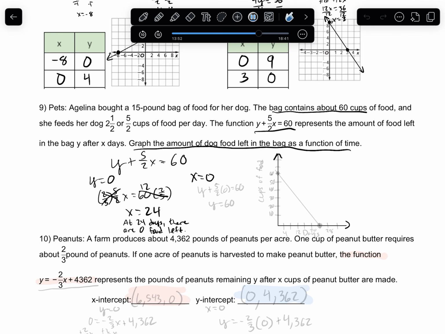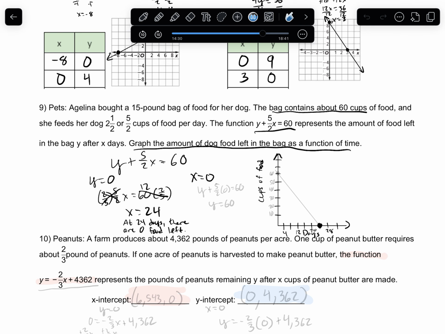And then I can plot this point. So actually I'm going to go by probably 4. So 1, 2, 3, 4, 5, 6, 7, 8. That looks pretty good. So this is days. This is cups of food for the doggy. So then this is 4, 8, 12, 16, 20, 24, 28, and so on. So this is my x-intercept. So at day 24, there is 0 food left.